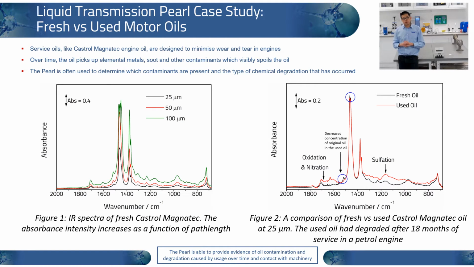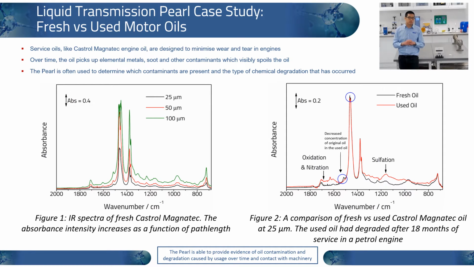So moving on to the next application, we have fresh versus used motor oils. Service oils like Castrol Magnatec engine oil are designed to minimize wear and tear in engines. Over time, the oil picks up elemental metals, soot, and other contaminants which are visibly appearing in the oil. The Pearl is often used to determine which contaminants are present and the type of chemical degradation that has occurred.